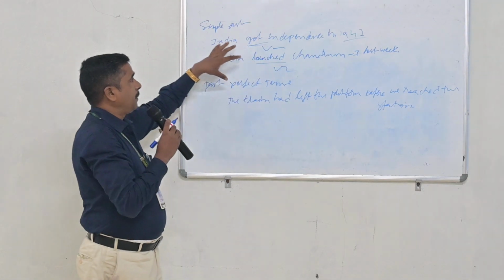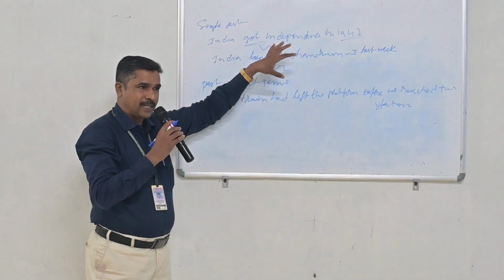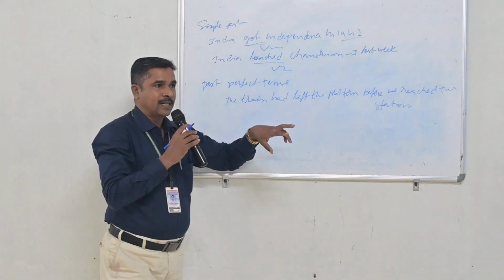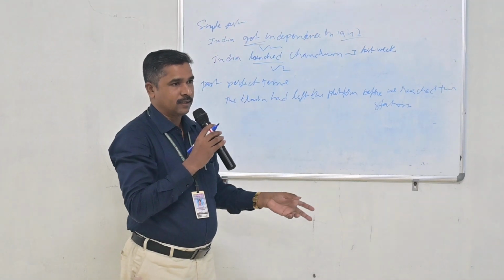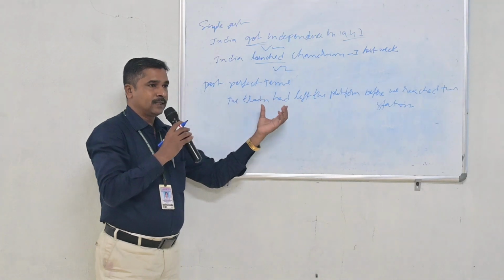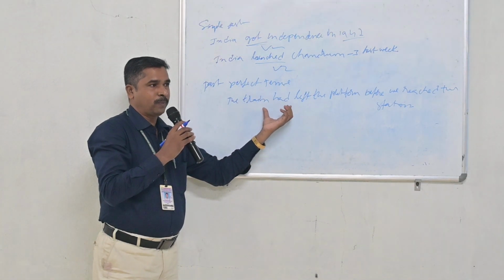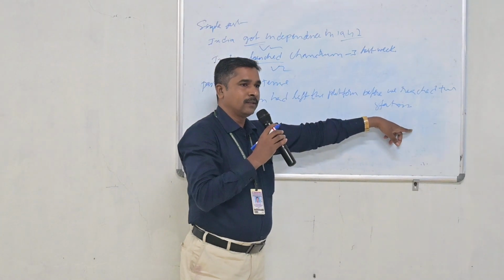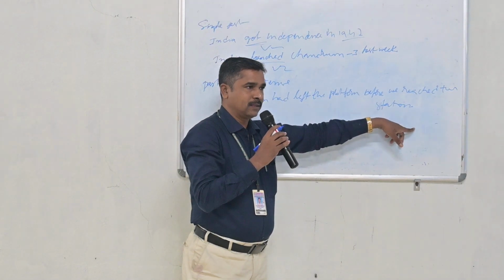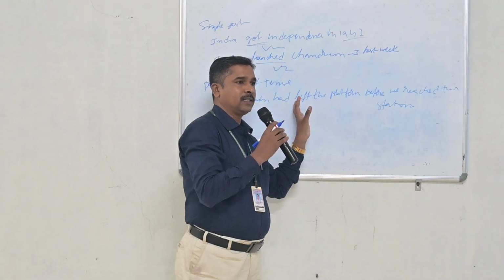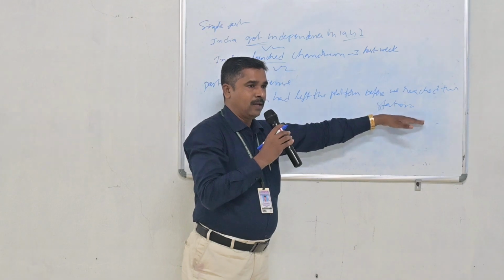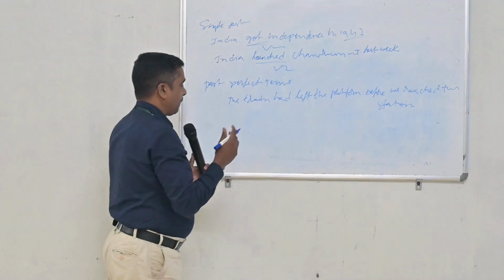So simple past tense shows a single past action. Past perfect tense shows double past action, two past actions which completed one after another. Whereas in past perfect tense, for the first action, we have to use past perfect, had plus V3. Second action, we have to use V2, simple past tense. Try to understand the difference. First action, had plus V3. Second action, V2.